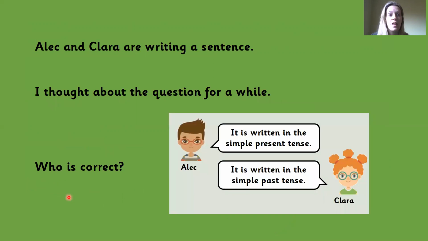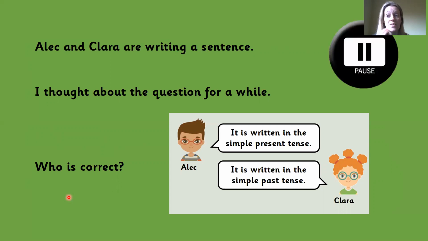Okay. Now let's have a little look at this activity here, okay? We're almost to our main one that you'll be doing in your own books now. So we've got Alec and Clara. They were talking about this sentence, okay? You've got, I thought about the question for a while. Now, Alec thinks that it's written in the present tense, whereas Clara thinks it's written in the past tense. So what I want you to do is pause the video, and I want you to think, who do you agree with? Who's right? Okay, think about that sentence. I thought about the question for a while. What's the verb? And is the verb present or past?